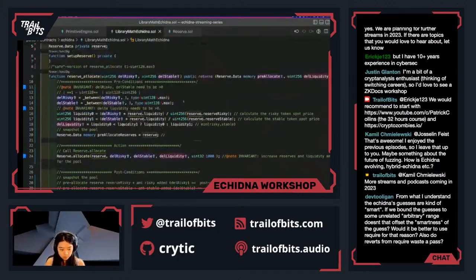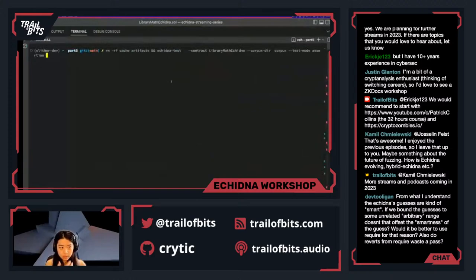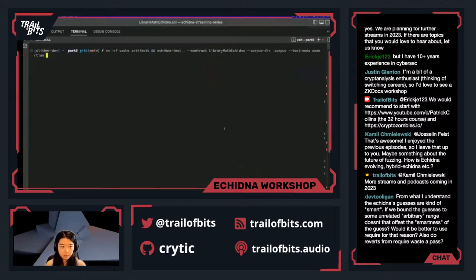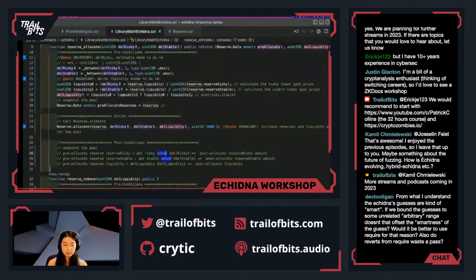Now we can go to Echidna in a terminal and run this. What this command is doing is basically removing the cache and the artifacts, running Echidna with a corpus enabled and specifying test mode assertion, which just essentially means for these preconditions, we're going to be checking. We're going to be using assertion mode, which I'll be going through in a little bit. So I'm just going to let that run while we fill out what we mean by these last post conditions.